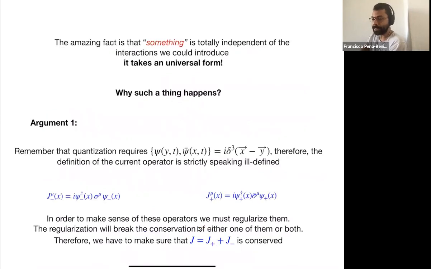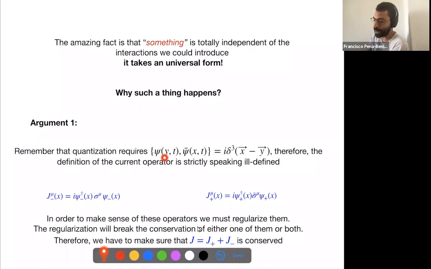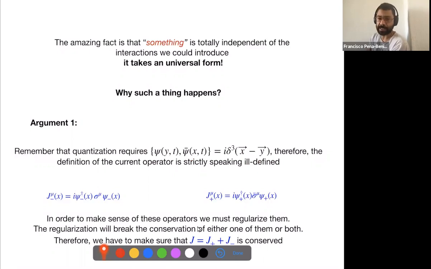How is that possible? I will just try to give you some sort of intuitive picture. When you try to quantize the theory, in principle, the fermions have to satisfy the anti-commutation relations that I'm showing here. This Dirac delta on the right-hand side means that the product of two fermions evaluated at the same point is a singular quantity. The operator psi bar psi evaluated at the same point is a singular quantity.